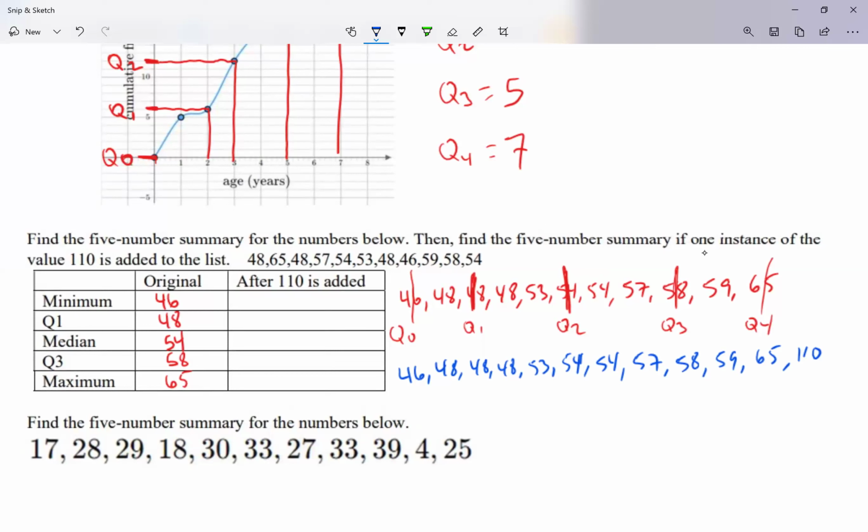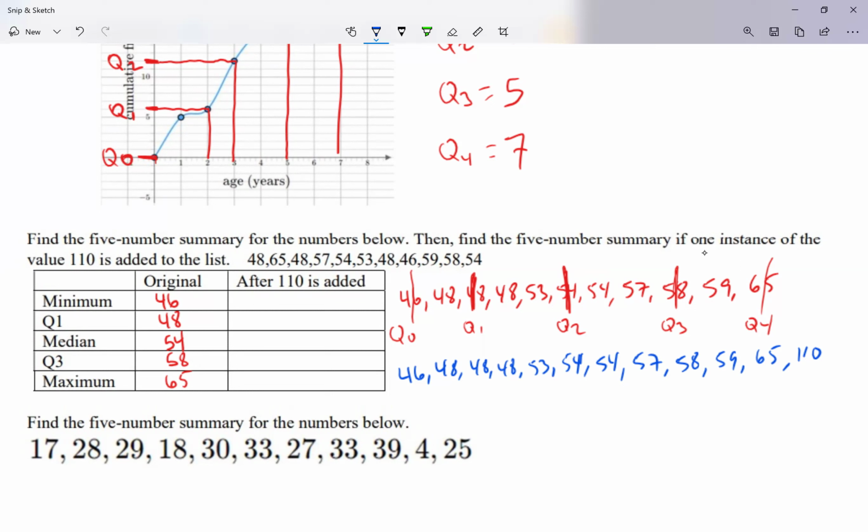I added a number. Now, keep in mind, on your homework, on your quizzes and your tests, sometimes I might ask you to add a value, like in our case. Sometimes I might ask you to erase a number, so instead of adding an extra number, you're going to take a number away. So be careful with the instructions. Here I ask you to add a value and the value is 110.